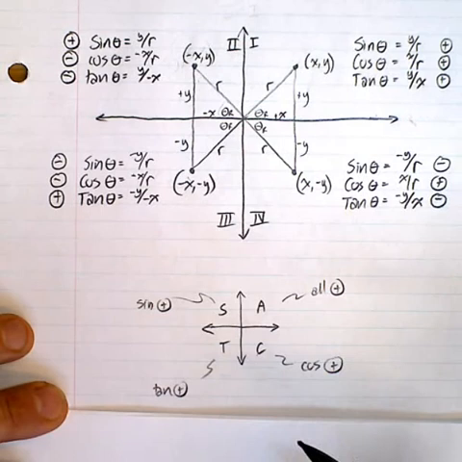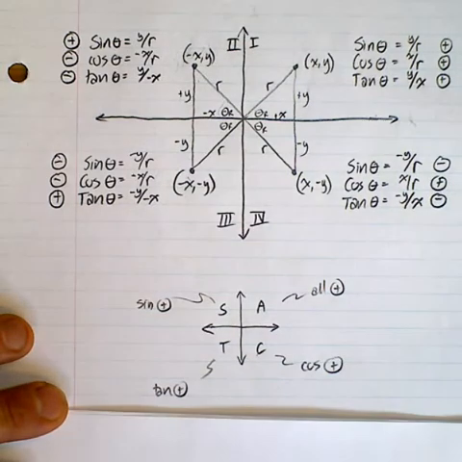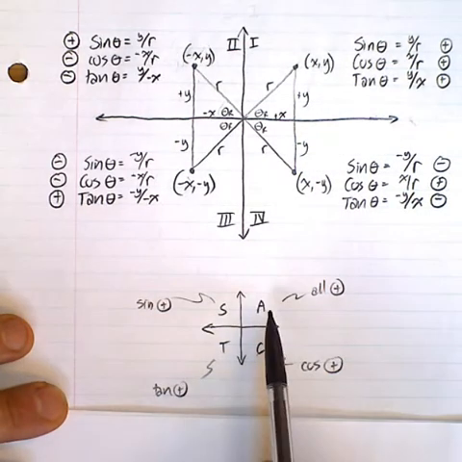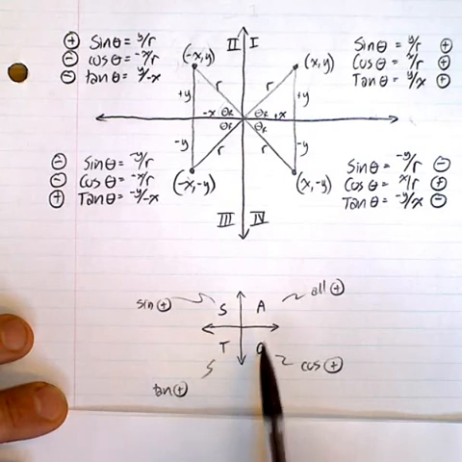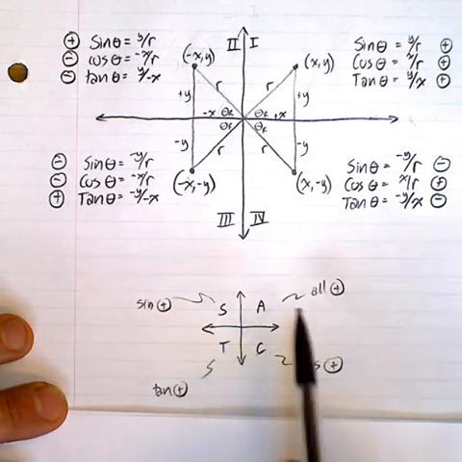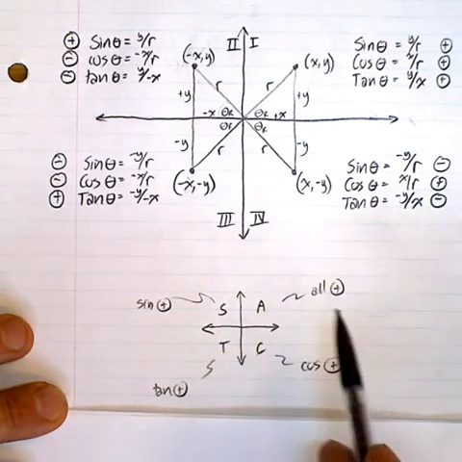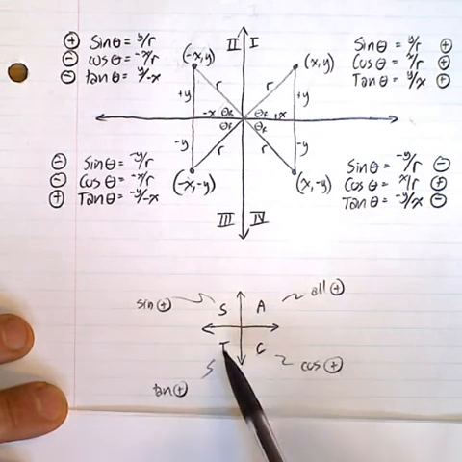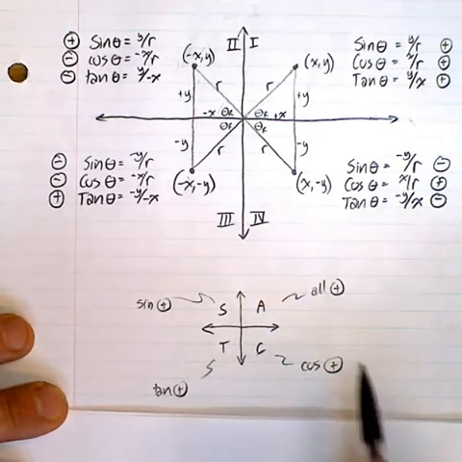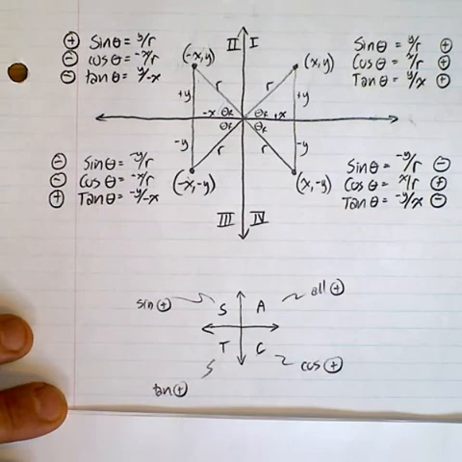I've talked about creating mnemonics for these things. I've had people come up with a small Tibetan child, all saints, take charge. If you can come up with a mnemonic here that makes you remember the signs in each of these quadrants, I'd be happy to hear it.